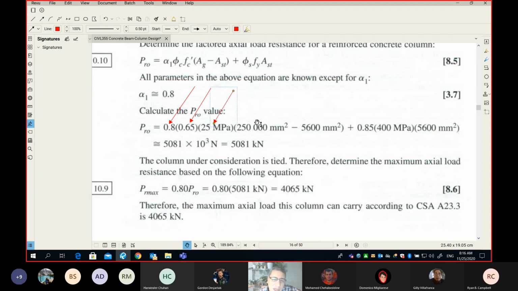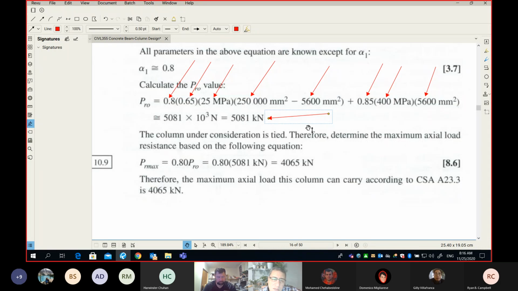which is 25 MPa, and we multiply this by the area of the concrete, which is nothing other than the area of the whole column minus the area of the steel. This part is how much the concrete core can take, plus this is the share of your vertical bars: phi s multiplied by fy multiplied by the area of the vertical bars. So finally we get 5,081 kilonewton. This is the Pr0.